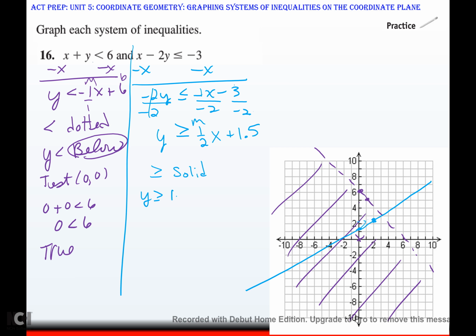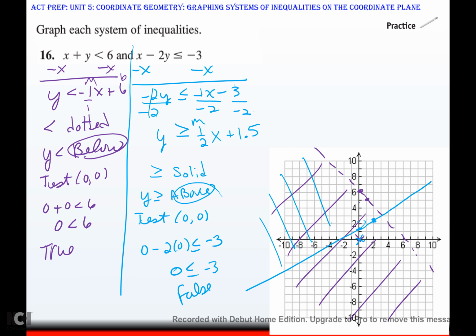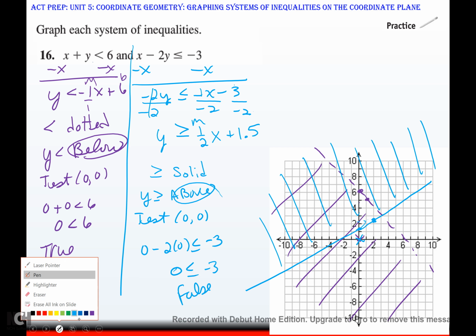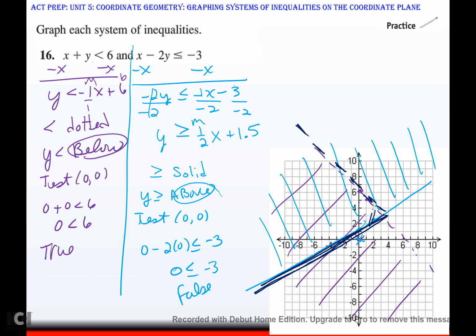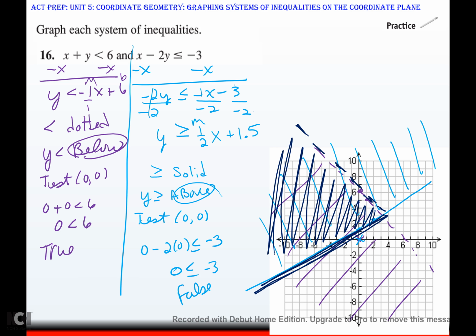Eating y suggests shading above, but I should test 0, 0. 0 minus 2 times 0 is less than or equal to negative 3. Is 0 less than or equal to negative 3? No, that is false. So I don't want to shade where 0, 0 is. I want the other side, which is above like I thought. So shade. And then get where your shades overlap, which in this case is going to be between this dotted and this solid and everything in between.